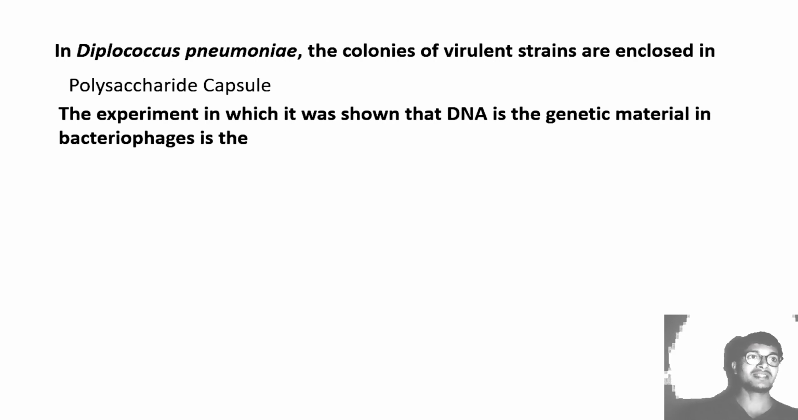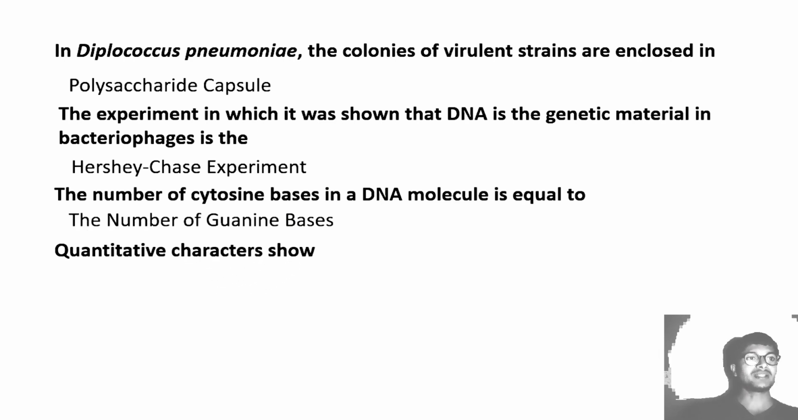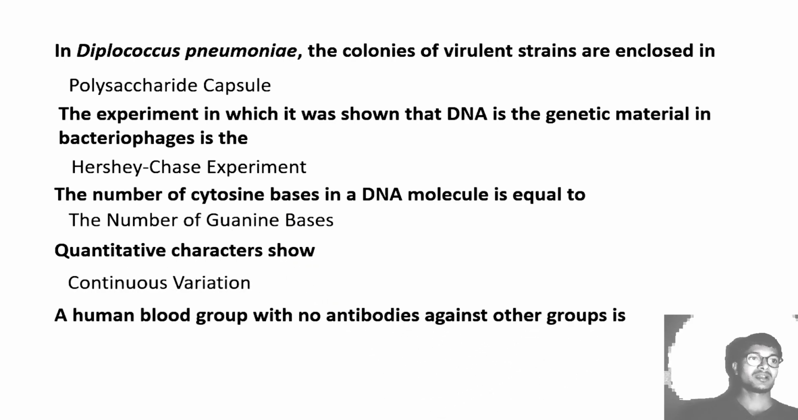Next question, the experiment in which it was shown that DNA is the genetic material in bacteriophage is the? Answer is Hershey-Chase experiment. Next question, the number of cytosine bases in a DNA molecule is equal to? Answer is the number of guanine bases. Next question, quantitative characters show? Answer is continuous variation. Next question, a human blood group with no antibodies against other groups is? Answer is AB group.